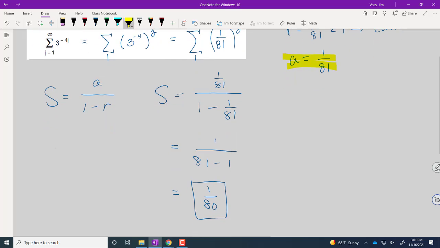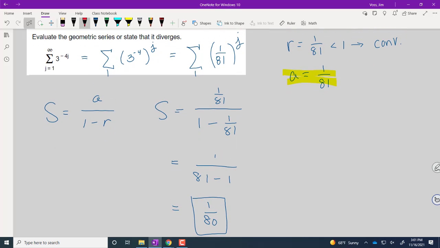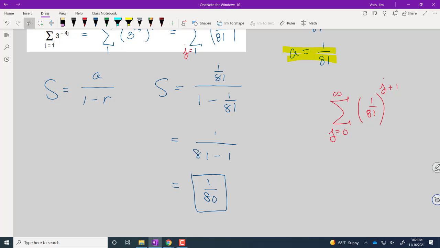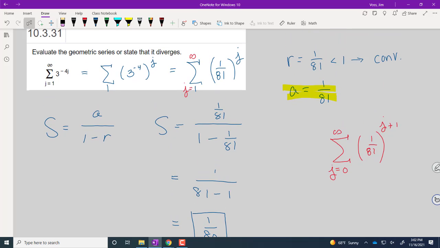Yes, if we wanted to re-index this, we could. Let's start this at 0. So this is starting with J equals 1. What would I replace J with so that it would start at 0? J plus 1. If I put a J plus 1 right where that J is, and subtract 1 from both sides of this tiny equation, we'd have J equals 0. So we're replacing J with J plus 1, and up here we have a J plus 1. Now it's not in the A R to the K form.